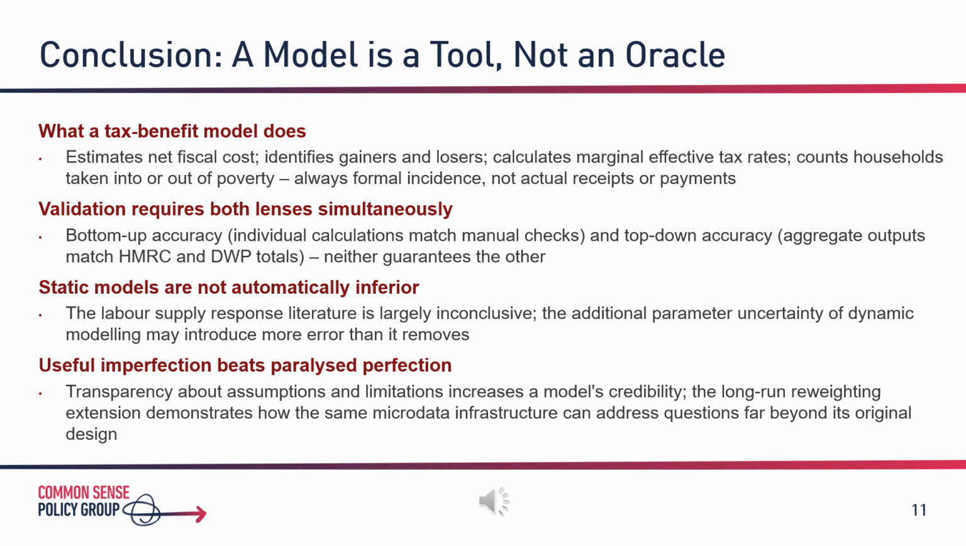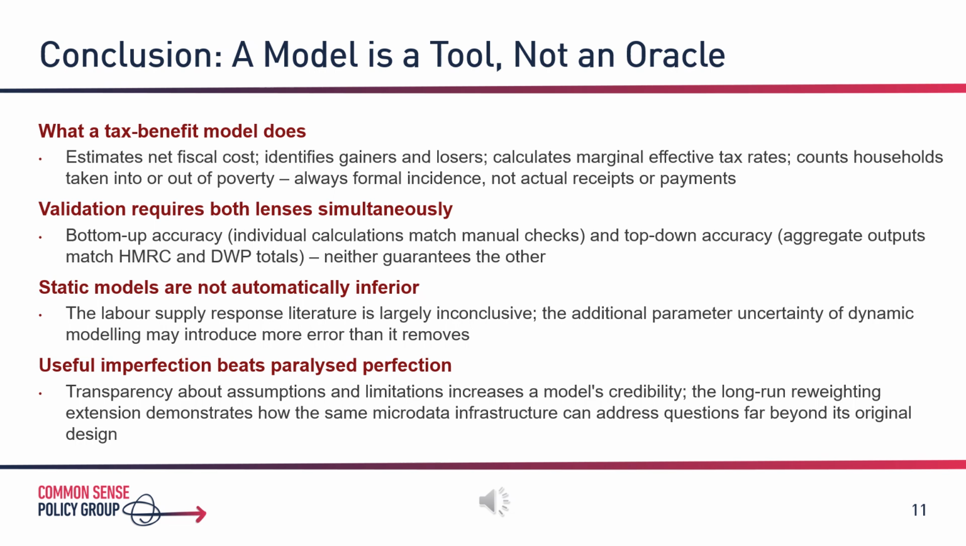The fourth thread is static versus dynamic modelling. The case for static models is stronger than it might appear. The labour supply response literature is genuinely inconclusive. Income and substitution effects partially cancel, and the net direction depends on which segment of the earnings distribution you are examining. A dynamic model incorporating a specific labour supply elasticity is not more honest than a static model. It is a static model with an additional assumption.